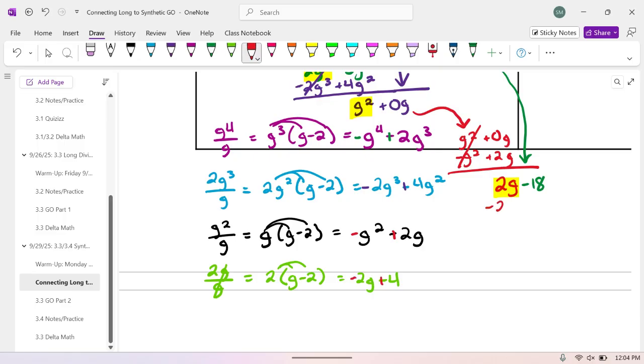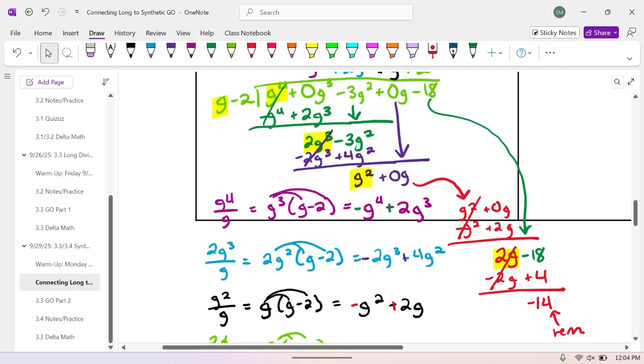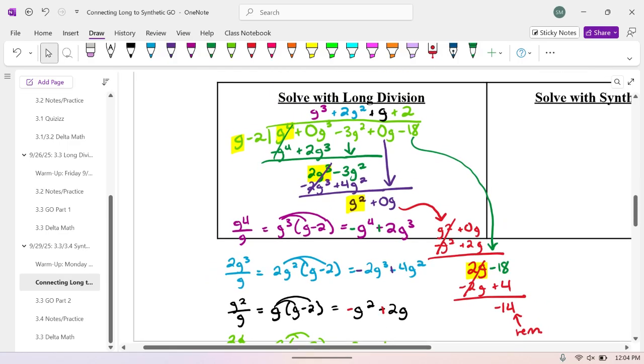So I'll write it over here. Negative 2g plus 4, and the g's cancel out, and you get negative 14. And is that my remainder, Wyatt? Yep. So how do I write my remainder in my final answer? You do negative 14 over g minus 2.